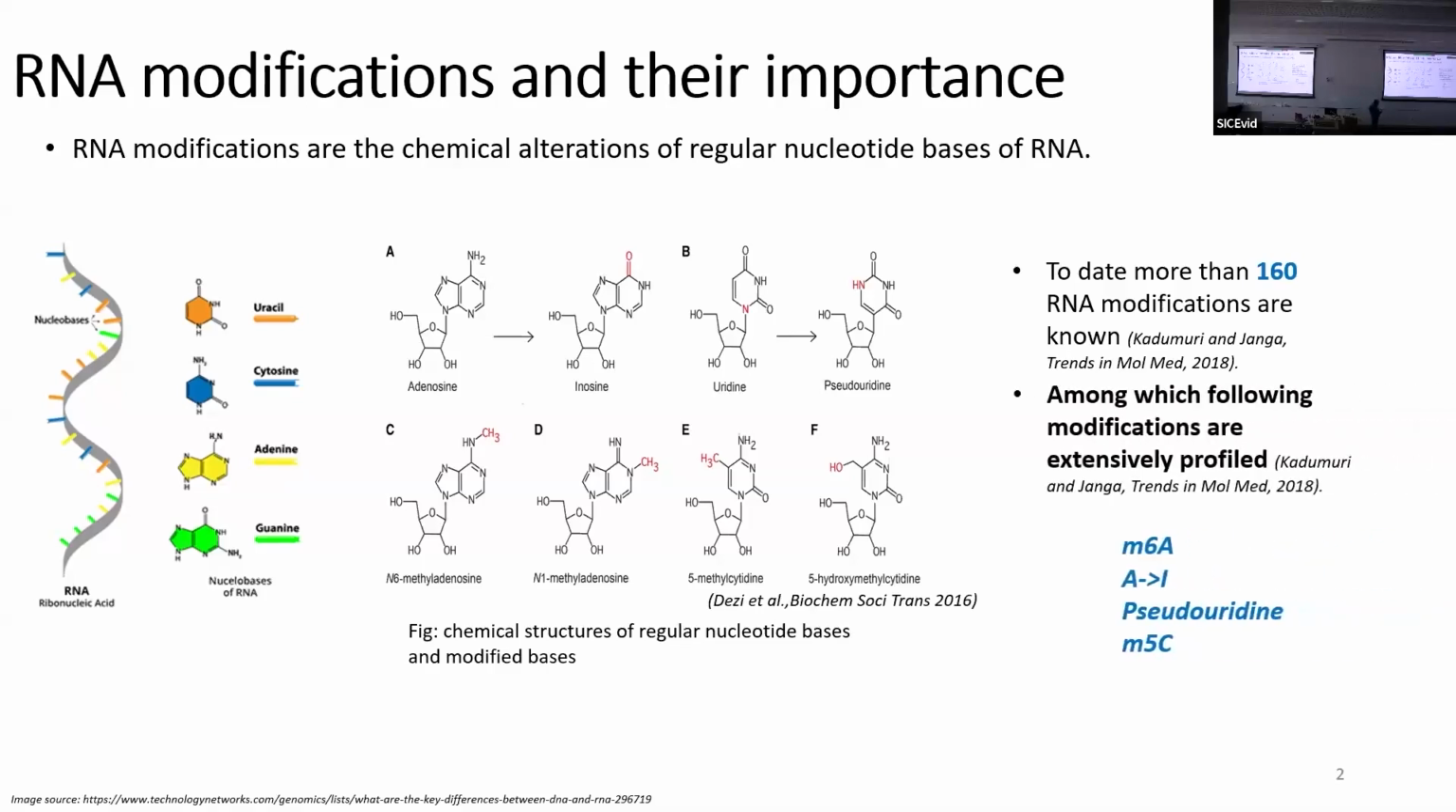So, what do we know about these modifications so far? Most of the studies that have been done in, let's say, the last 15 years or so have been on m6A, which is this particular modification. It's also called N6-methyl adenosine. That is the methyl group on the N6 position, or A-to-I, which is adenosine to inosine. And then pseudouridine, which is the conversion of uridine to pseudouridine, or m5C, which is this. These are the four modifications that have been extensively studied.